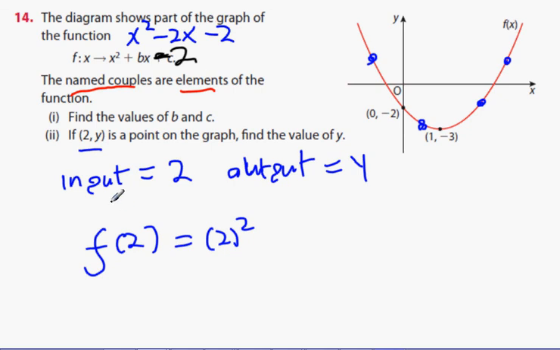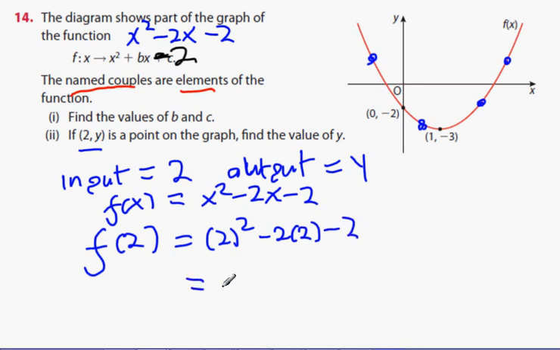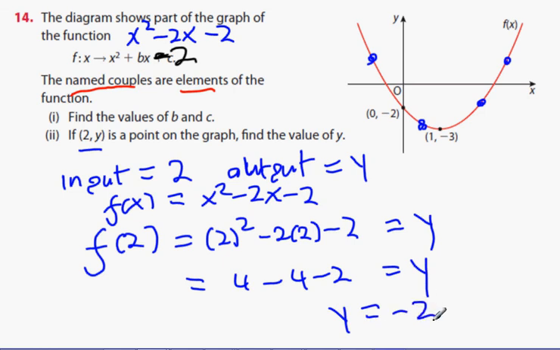So we're going to replace this function here. f of x is the function x squared minus 2x minus 2. Replace it with 2 squared minus 2 times 2 minus 2. We're going to get 4 minus 4 minus 2. All of this equals the output y. The output y is going to be minus 2. Many people got y equals minus 2. Okay, good proportion of the class that time. Well done.